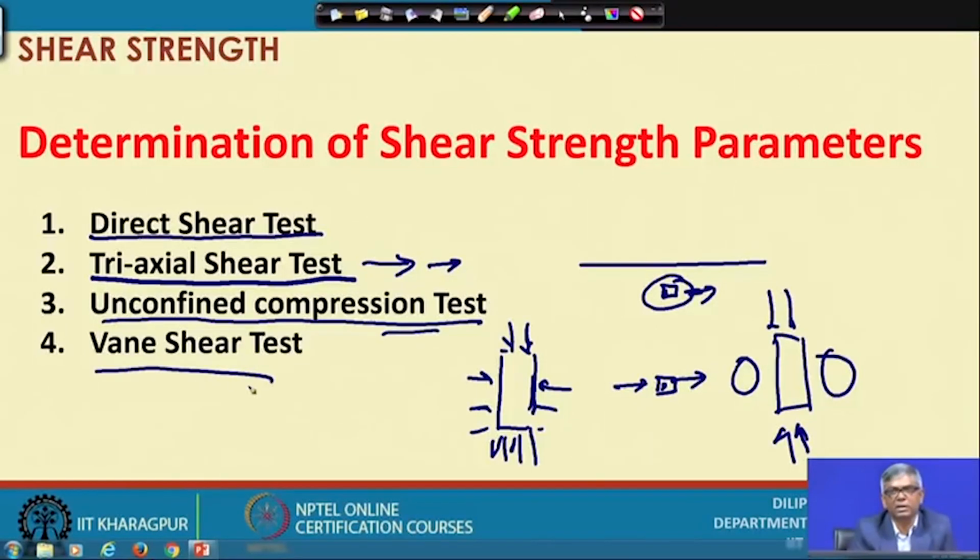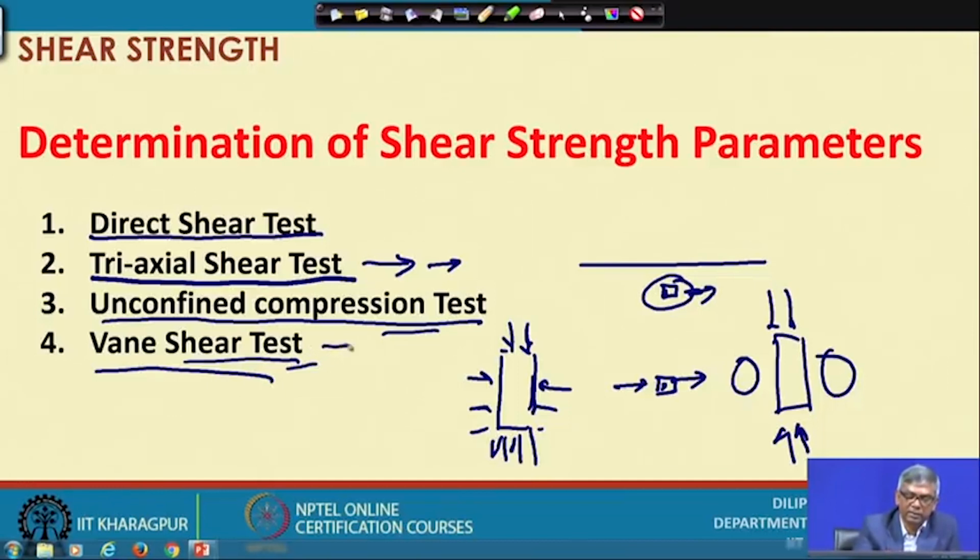And another test is the vane shear test. This is a test sometimes very useful for very soft sensitive clay, sensitive soil, mainly because it is a field test. In fact, when you make a sample of this type of soil and try to do the test in the laboratory, during this process a lot of changes take place, and because of that we do not get the correct representation of the field.